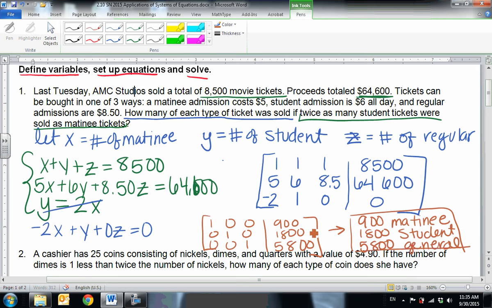Okay? If you just wrote 900, 1800, and 5800, I could not give you full credit. Okay? Have to have your units. Have to have your let statements, have to have your equations, your work, and then your solution. Okay? All right, let's go to number 2.